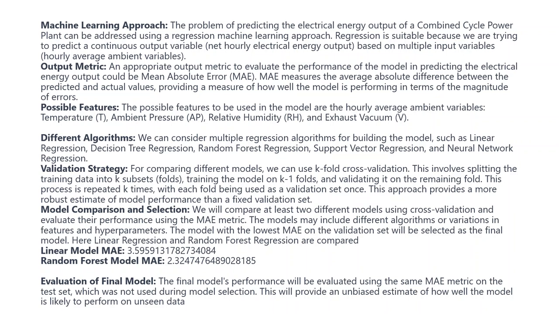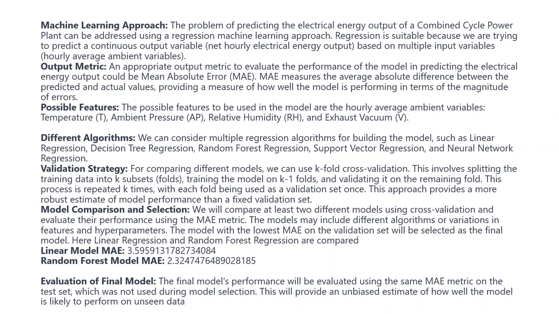MAE measures the average absolute difference between the predicted and actual values, providing a measure of how well the model is performing in terms of the magnitude of errors. Possible features. The possible features to be used in the model are the hourly average ambient variables: temperature, T, ambient pressure, AP, relative humidity, RH, and exhaust vacuum, V.